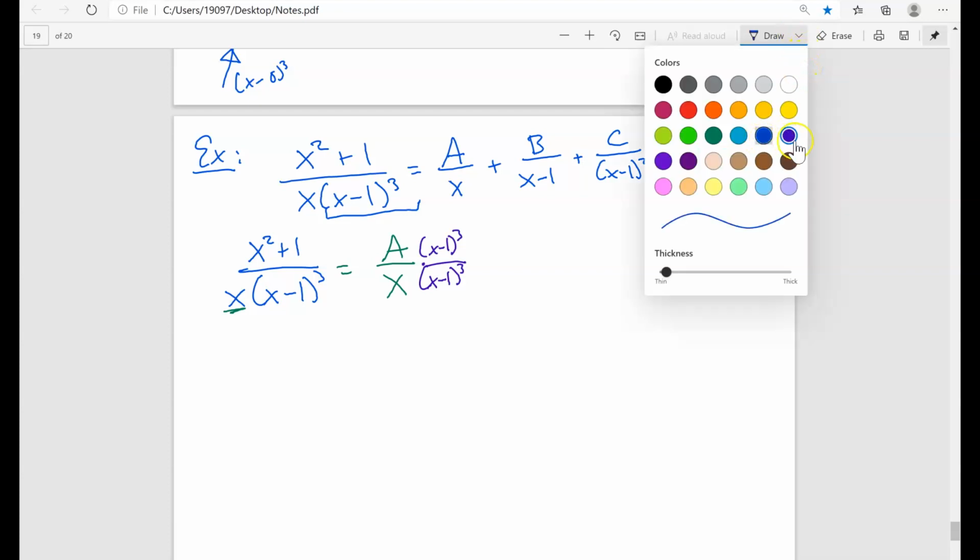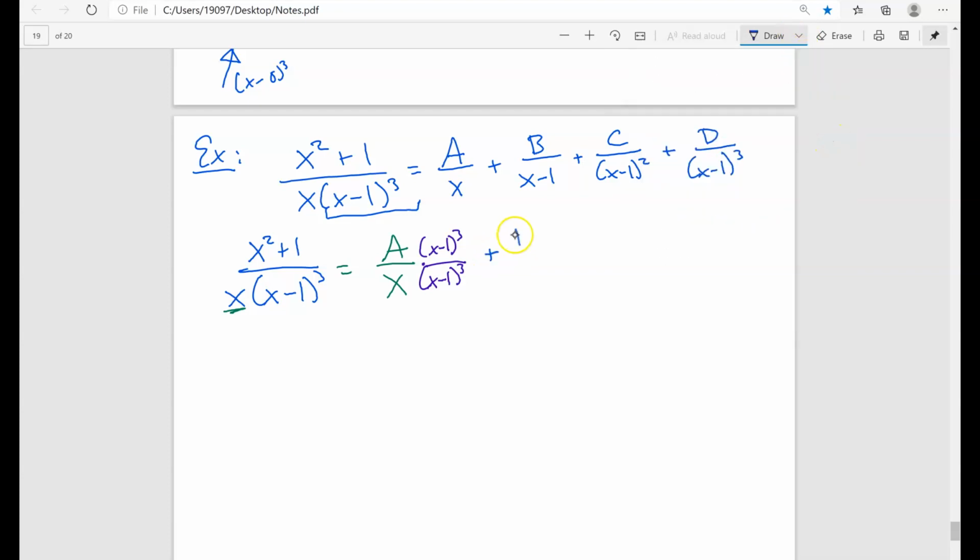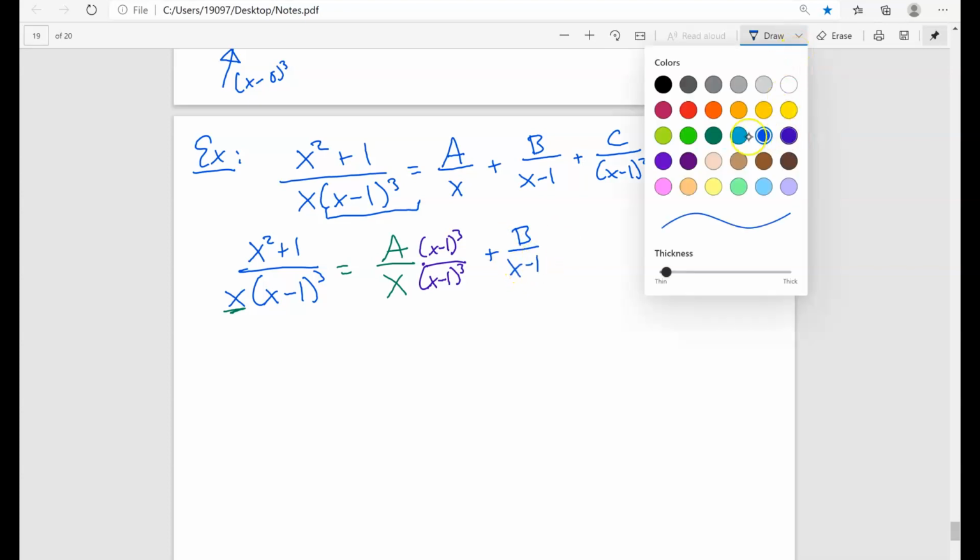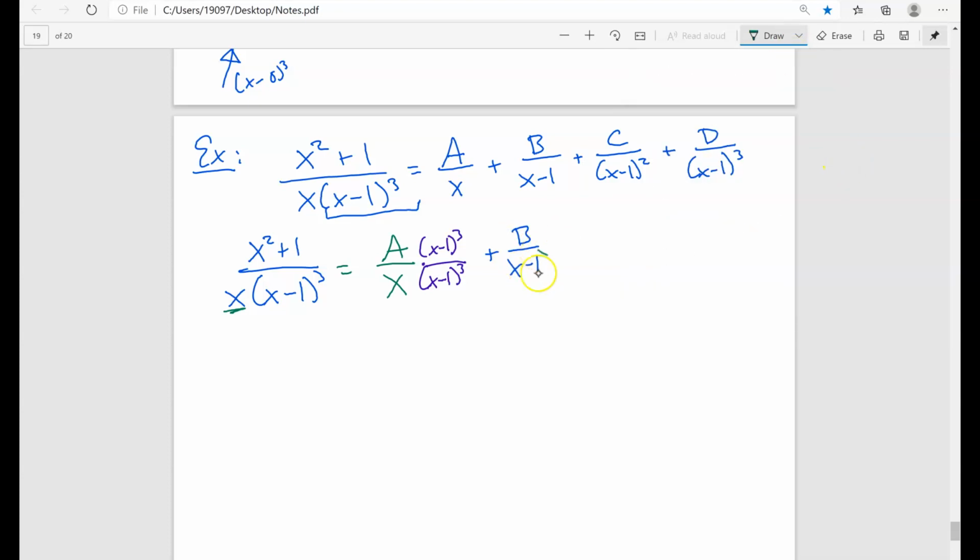For the second one, this b over x minus 1, what does it need? Well, first of all, it needs an extra x. And how many x minus 1s do you need? You don't need 3 because you already have 1 there. So you need 2 more. You need x minus 1 squared. So this will be x minus 1 squared.